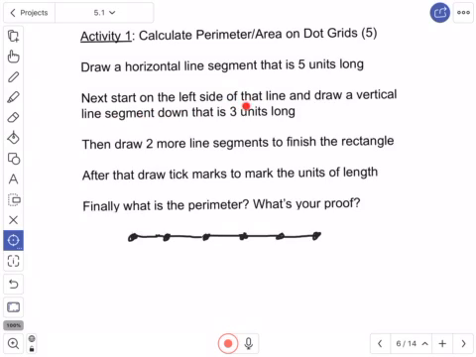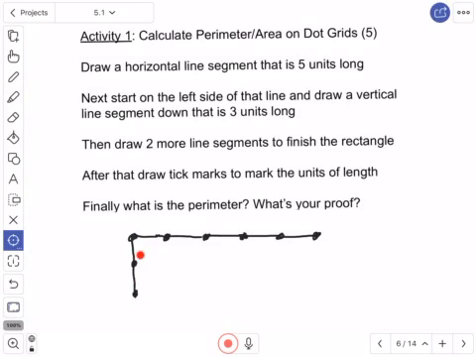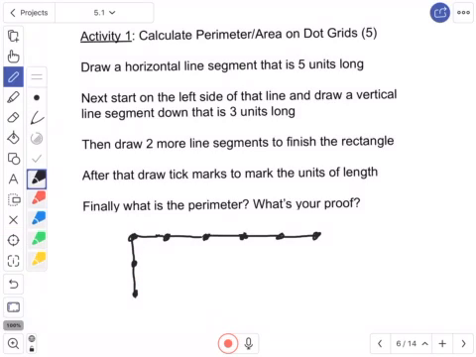Now, next start on the left side of that line and draw a vertical line segment down that is 3 units long. Vertical means up and down. Need 3 units, okay? So 1, 2, wait a minute, 1, 2. I did my 3 dots. Oh, how quickly I forgot. If I want 3 units, I actually need 4 dots. Okay, so I have all that. Now I'm going to draw 2 more line segments to finish this whole thing.